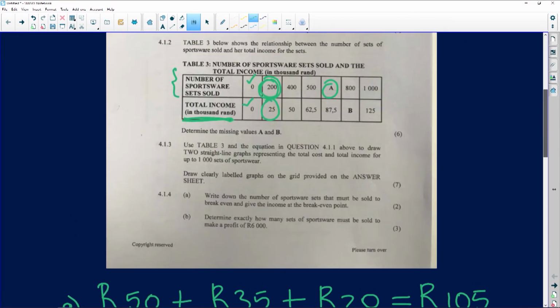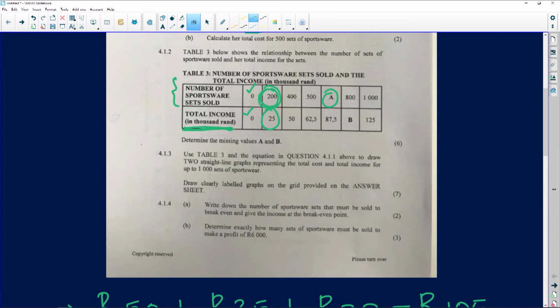It needs to make sense within the context that we are given. And if we look at our table, it needs to make sense. Can A be 700? Yes, definitely. A can be 700 because it lies between 500 and 800. So it does make sense. It really does make sense. And then we are asked to calculate B. And B is directly below 800.